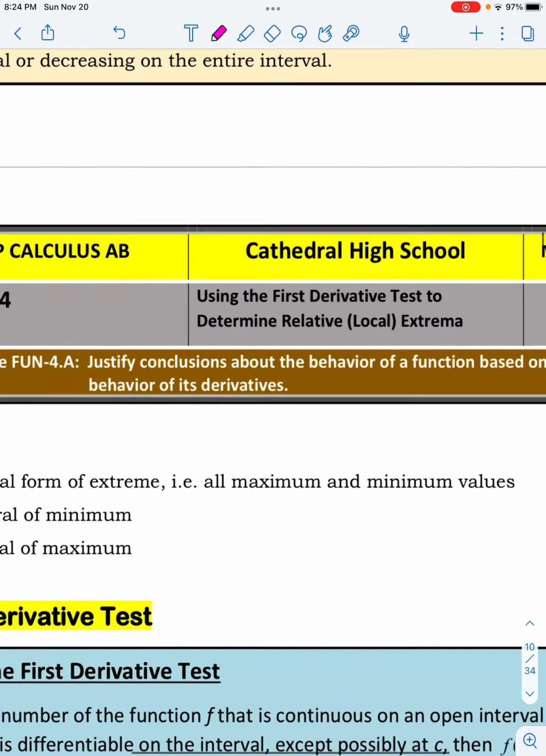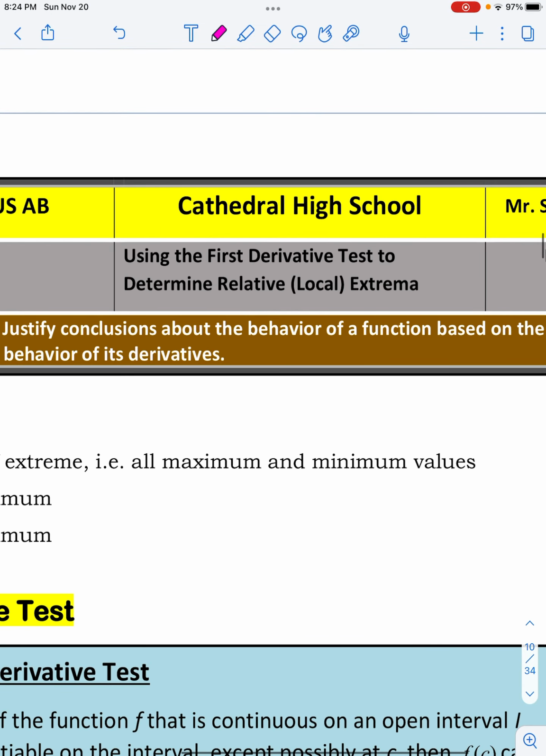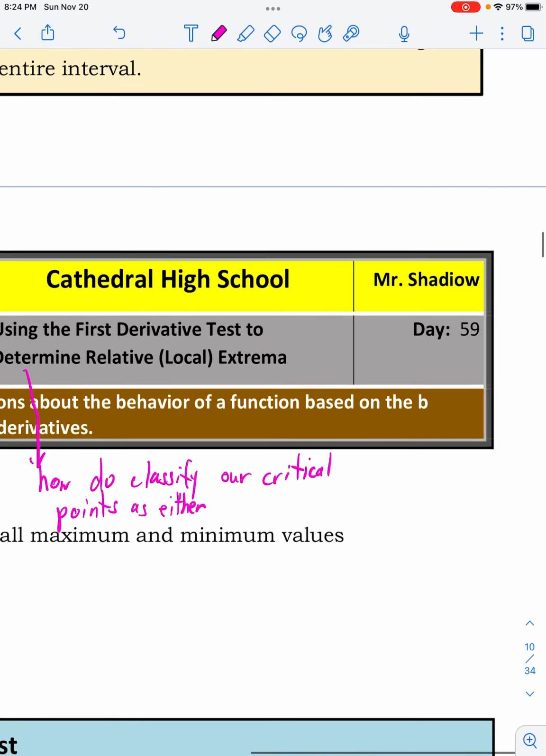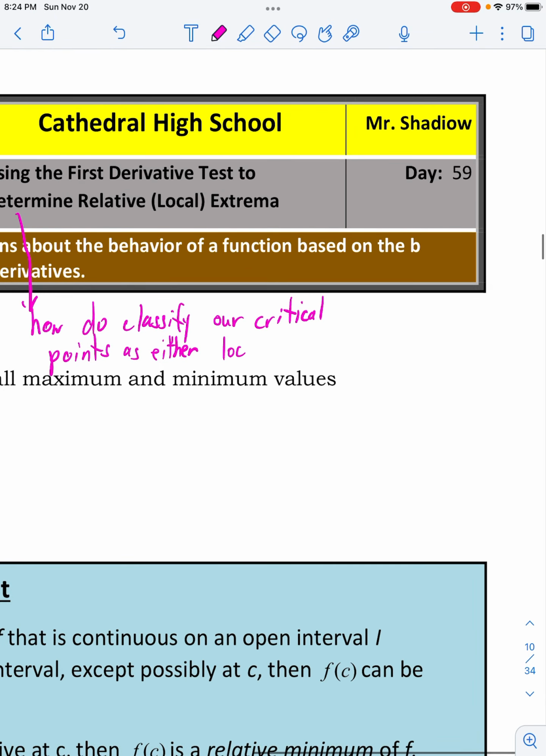This next one is, let's say we found all of our critical points. The topic is how do we classify our critical points as either local minima, maxima, or inflection points.